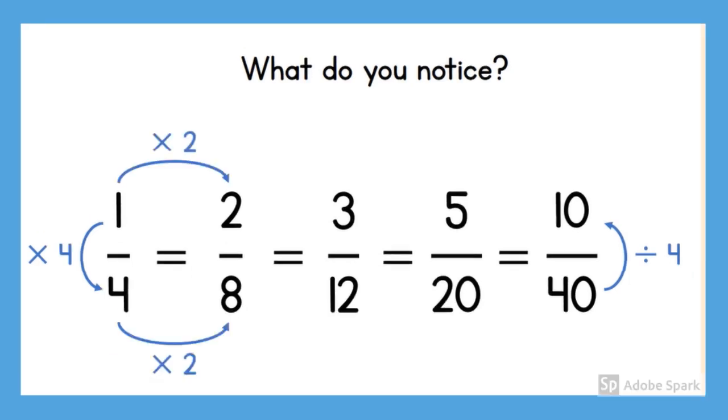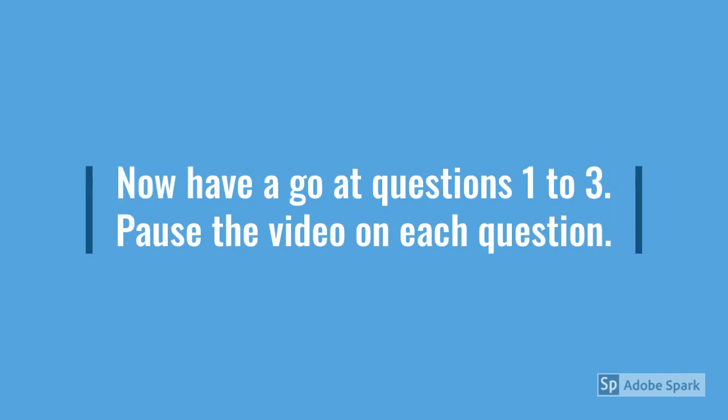Did you also notice that if you multiply the numerator and the denominator by the same number, you also get an equivalent fraction? 1 multiplied by 2 equals 2, and 4 multiplied by 2 equals 8. If we multiply 1 by 3, we get 3, and 4 multiplied by 3, we get 12. What do you think we have to multiply to get to 5/20 or 10/40? Now have a go at questions 1 to 3. Pause the video on each question.